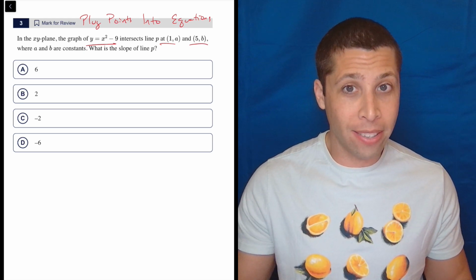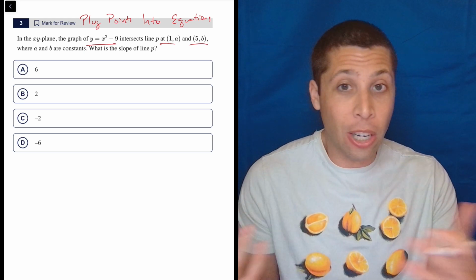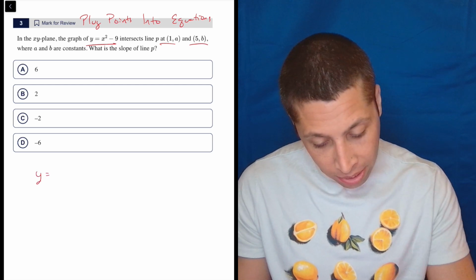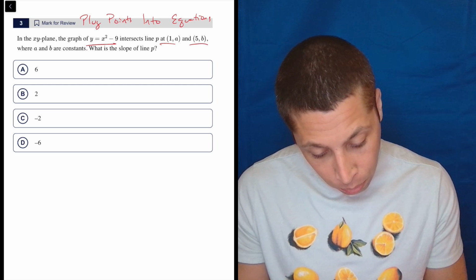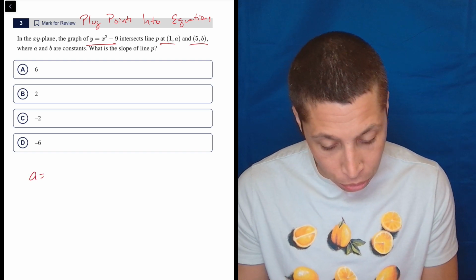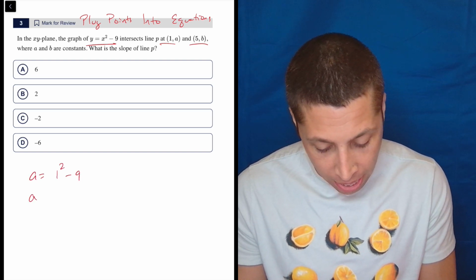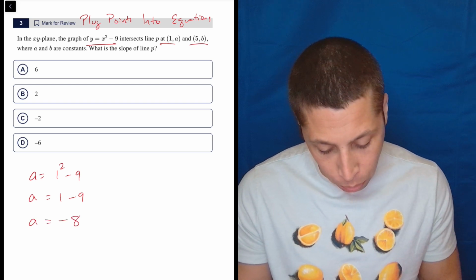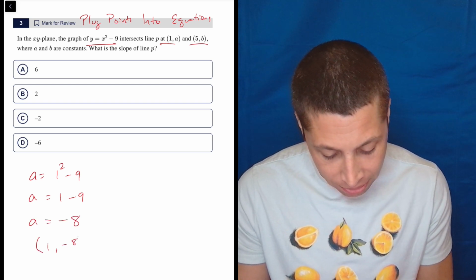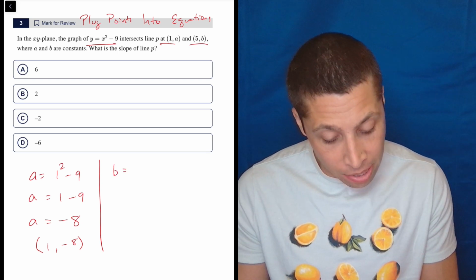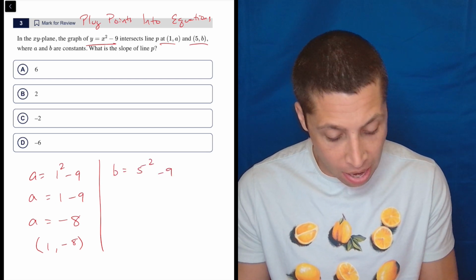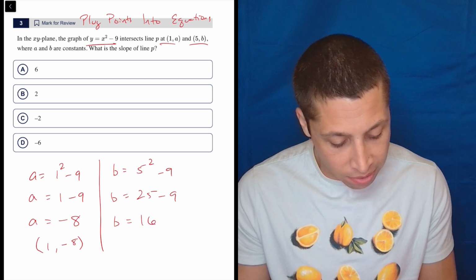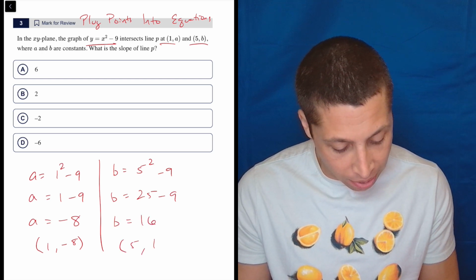So the only way to do that is to get the y coordinates, and yeah, we need to go into the other equation to do that. Let's say we're doing the first point, so a is equal to 1 squared minus 9. A is equal to 1 minus 9, so a is equal to -8. Cool, so we have a point now, 1, -8. For the other point, b is equal to 5 squared minus 9, so b is equal to 25 minus 9. b is equal to 16. So our other point is 5, 16.